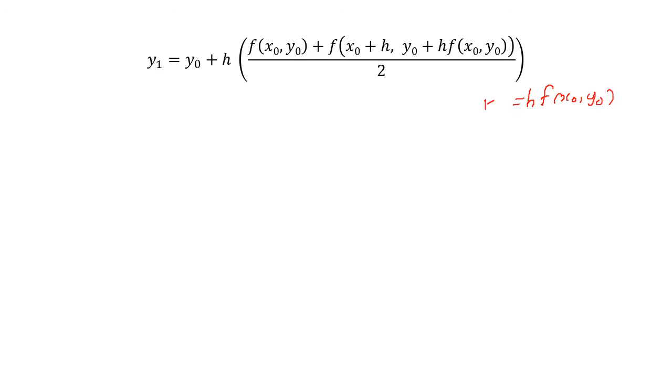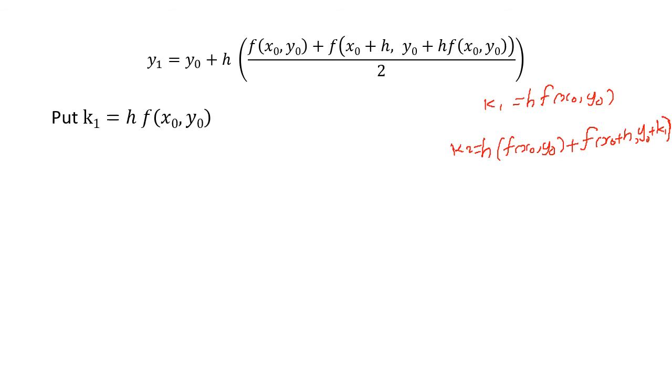We call this k1. Then if you take h into the numerator, into this bracket, you will have h into f of x0 plus h, y0 plus h into f of x0 y0. So this quantity h into f of x0 y0 can be written as k1, so y0 plus k1. Okay. So this quantity may be written as k2.